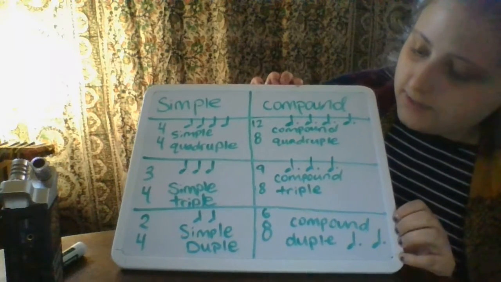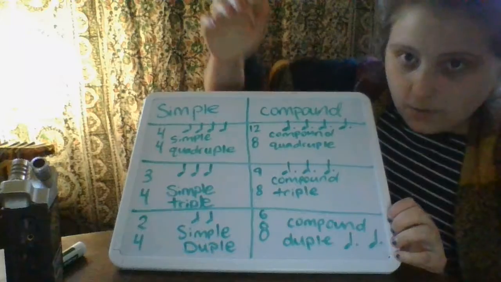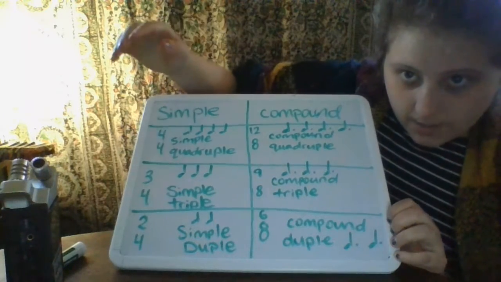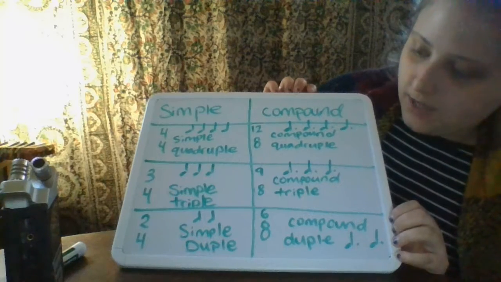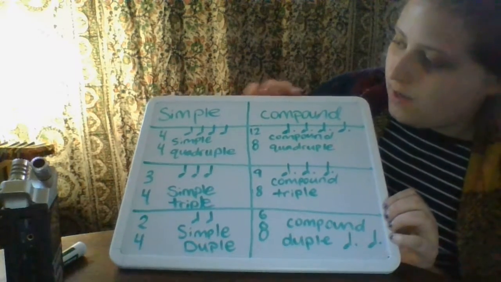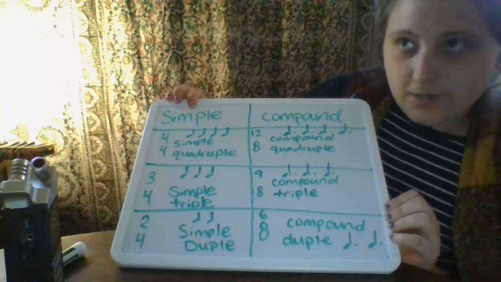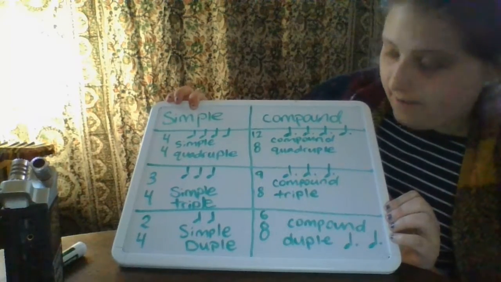The next one is simple duple. 1, 2. 1 and 2 and 1 and 2 and. There are 2 beats in a measure, and the quarter note gets a beat. We call them simple because we're splitting the beat just in half.